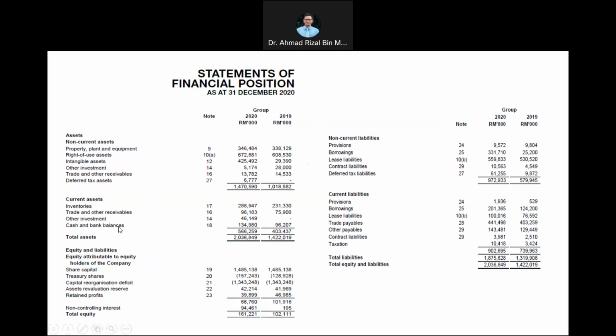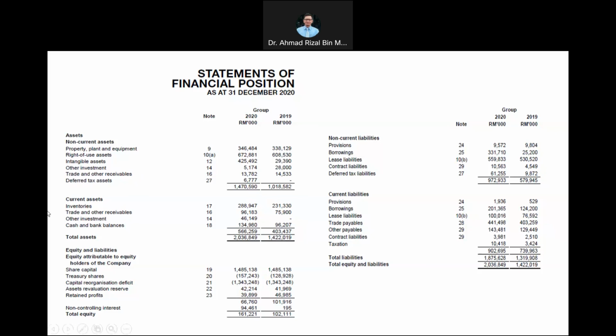Now, we have two items here, trade and other receivables, which are contained in both non-current and also current. The difference depends on their age. If they are more than 1 year, they are put here under the non-current assets. If it can be collected within a year, it is considered as current assets.